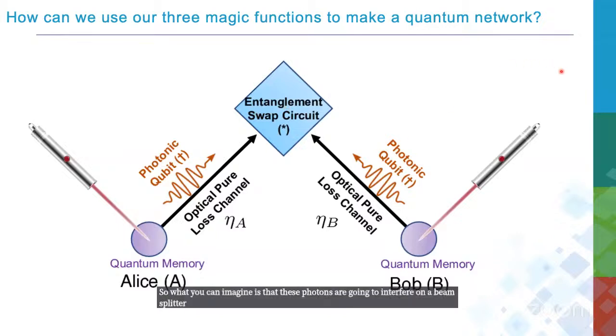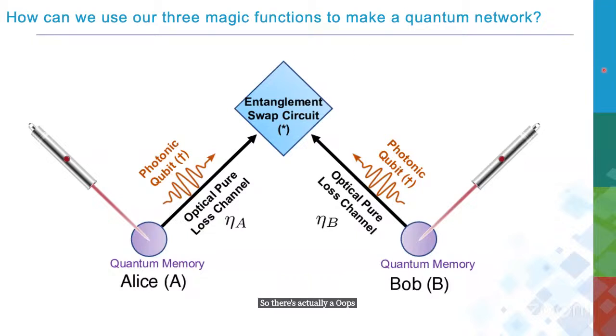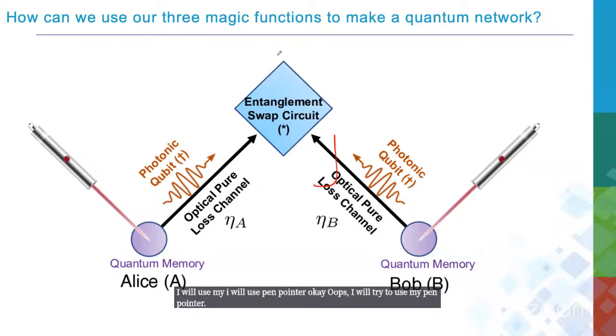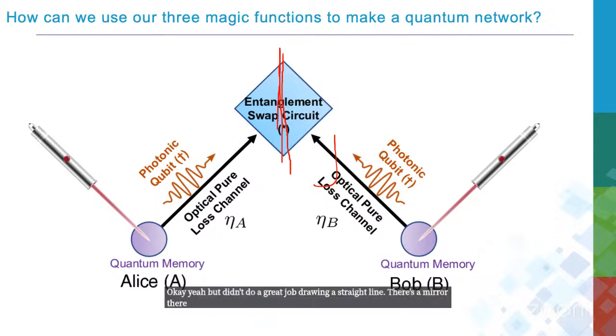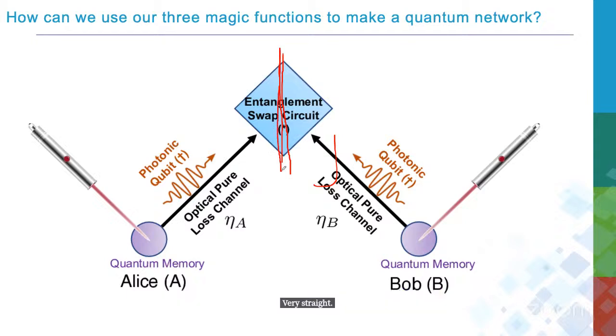I will draw. Oops, cannot draw. I will use my pen pointer. Oops, I will try to use my pen pointer. There we go. Okay. So what you can imagine is that there's essentially a mirror here. I didn't do a great job drawing a straight line. There's a mirror there. It's very straight. It's the straightest line you've ever seen.